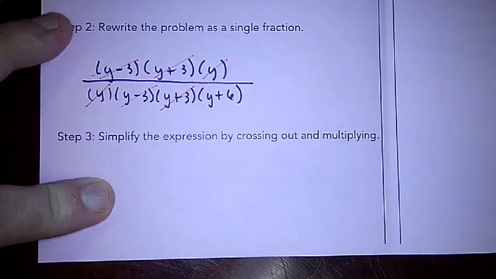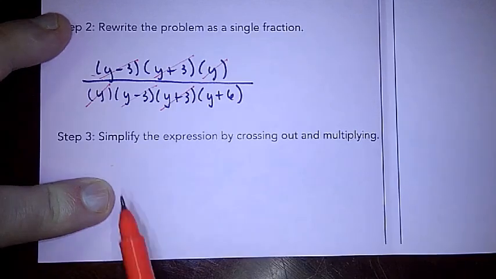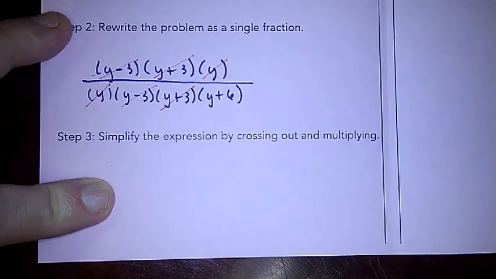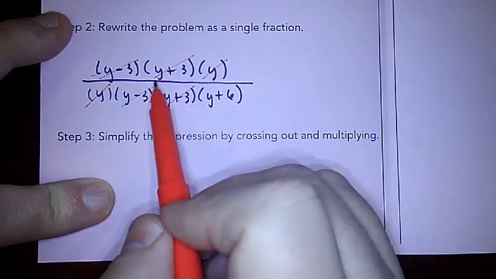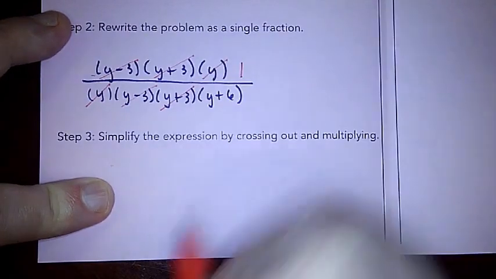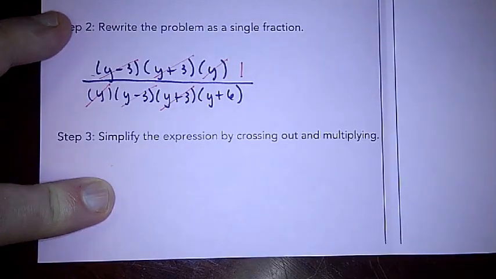Words of warning. First, when I have canceled everything from either the numerator or the denominator, in this case it's the numerator, when I have canceled everything from the numerator, I am left with 1 in the numerator. I must remember that it is still in the numerator.